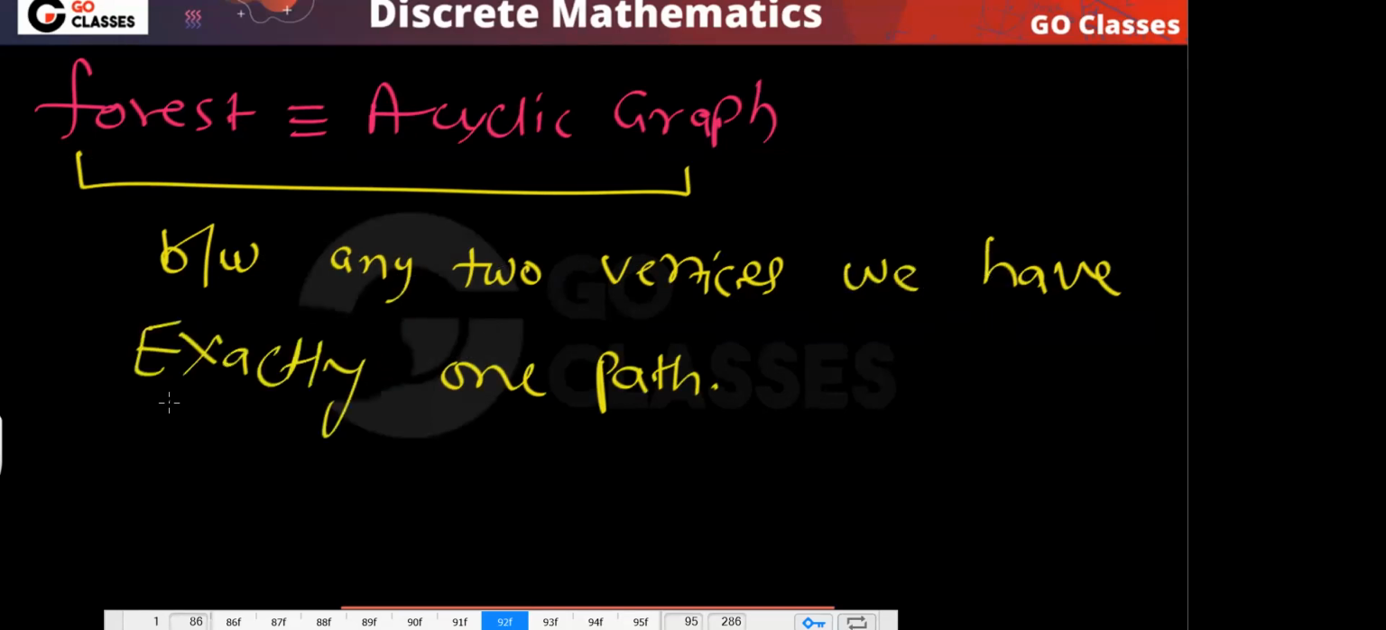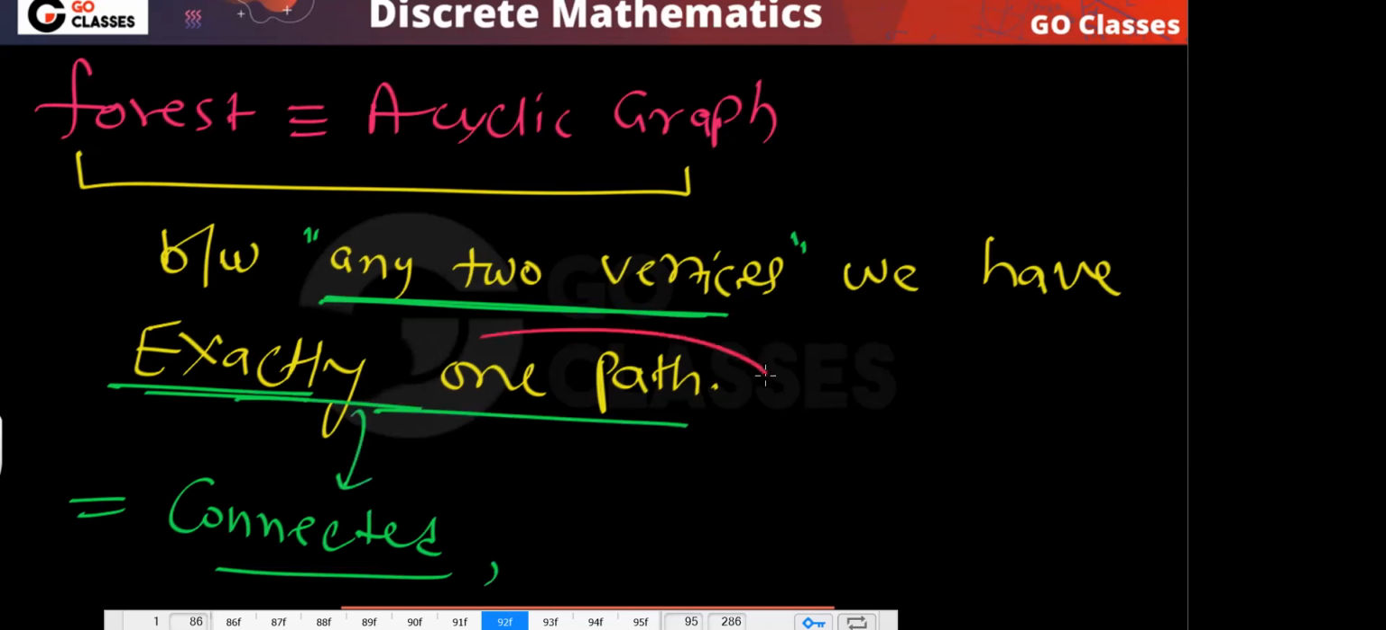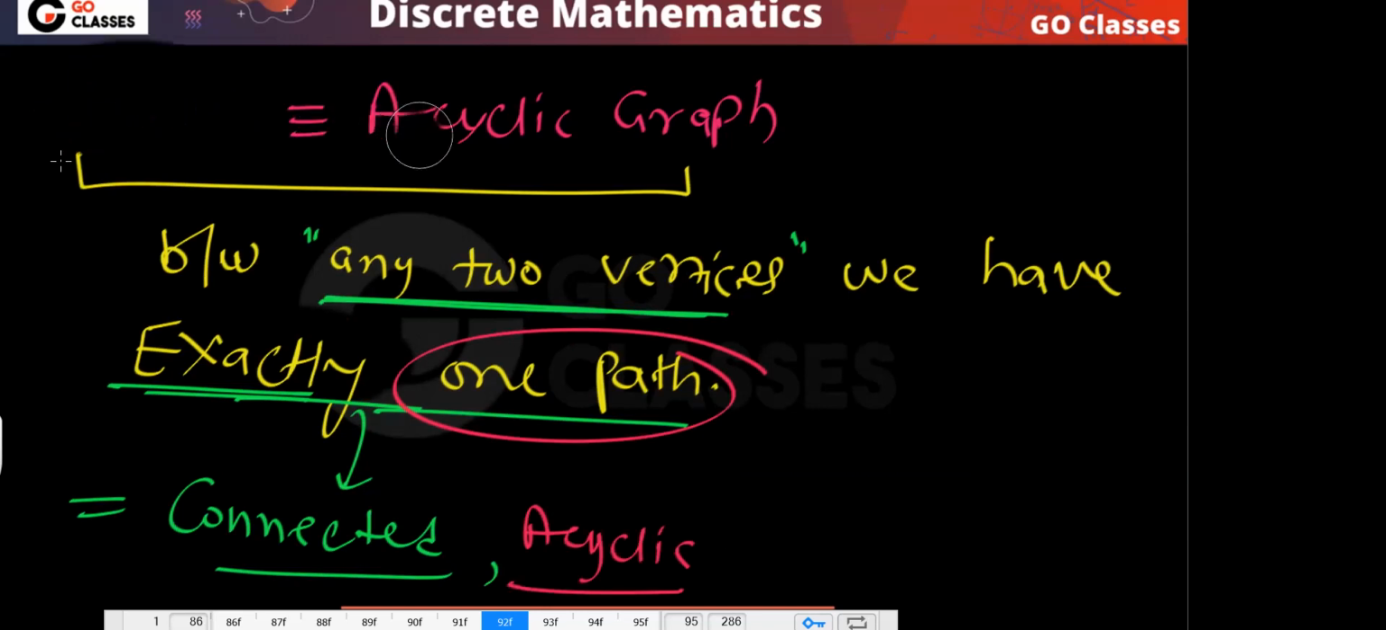Between any two vertices, if you have exactly one path, does it imply connected? Whatever two vertices you take, you have exactly one path. So this is connected. And because you have exactly one path, this is acyclic. So this is connected acyclic. Now this is the definition of tree.